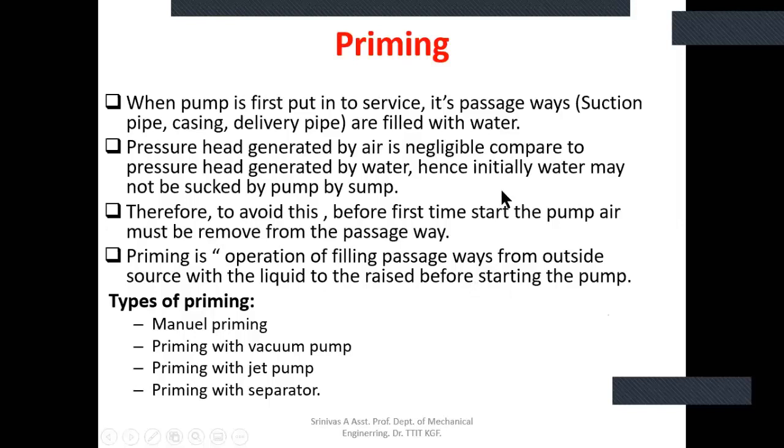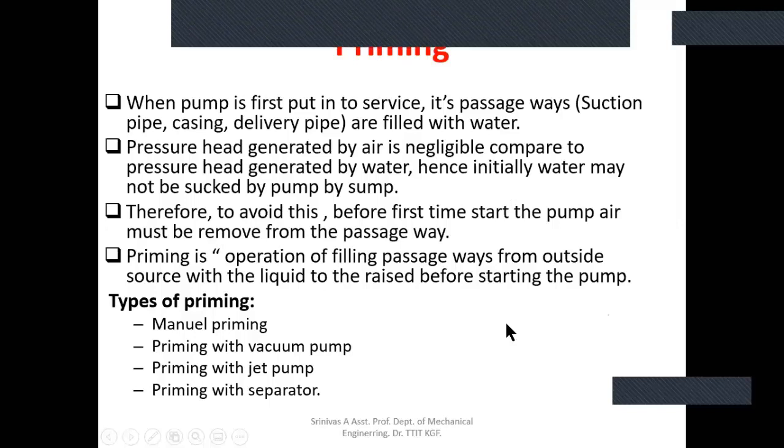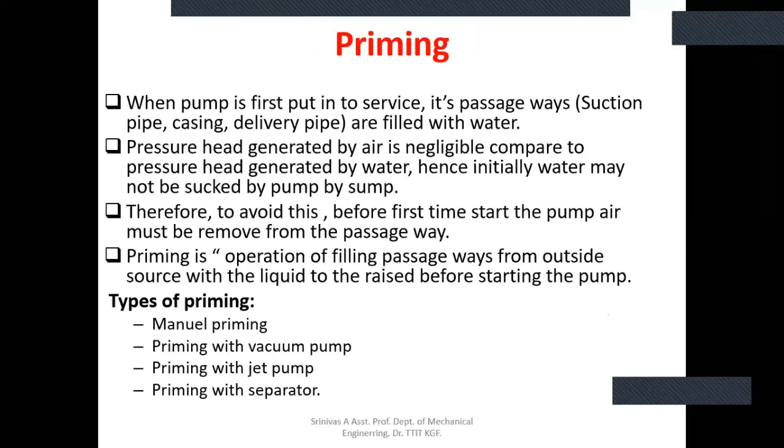Why priming is needed: if there is no water, when the impeller rotates, it will not create much negative pressure to suck the water from the sump to the eye of the impeller. If the water is present, negative pressure is created, and continuous flow of water takes place from the sump to the eye of the impeller. This is why priming is needed.